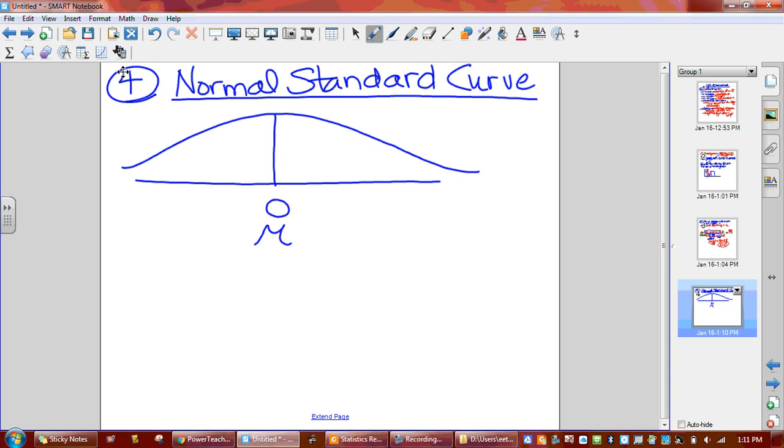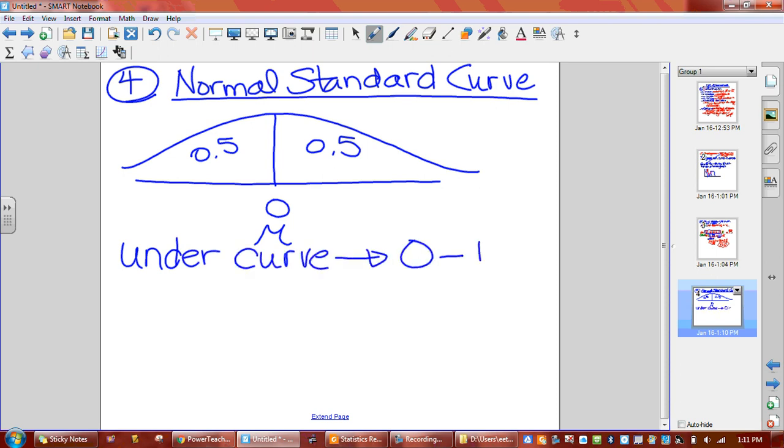Okay? We have half the data on one side, half the data on the other. Remember, it is symmetrical about the mean, and that means that if you cut it in half, the left side is equal to the right side. Okay? So we've got 0.5 of the data here and 0.5 of the data here. Under the curve, it's between 0 and 1. It does not add up to 100%. Okay? Probability is not percentage. We convert it to percentage after. So if it's asking you the probability or area under the curve, it is between 0 and 1.